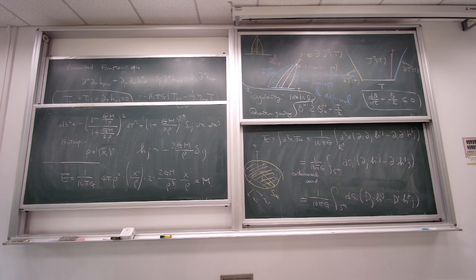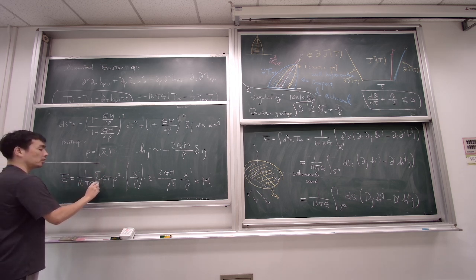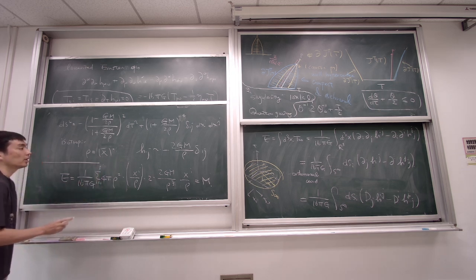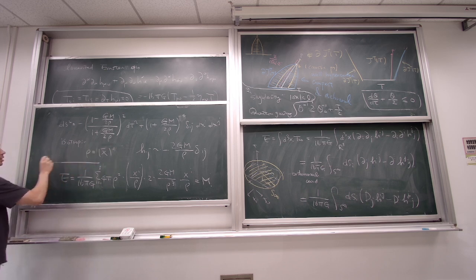There's a sum over i. Sum over i, yeah, of course. My i should be summed. i runs over 1, 2, 3. And then rho is the square root of x1 squared plus x2 squared plus x3 squared.